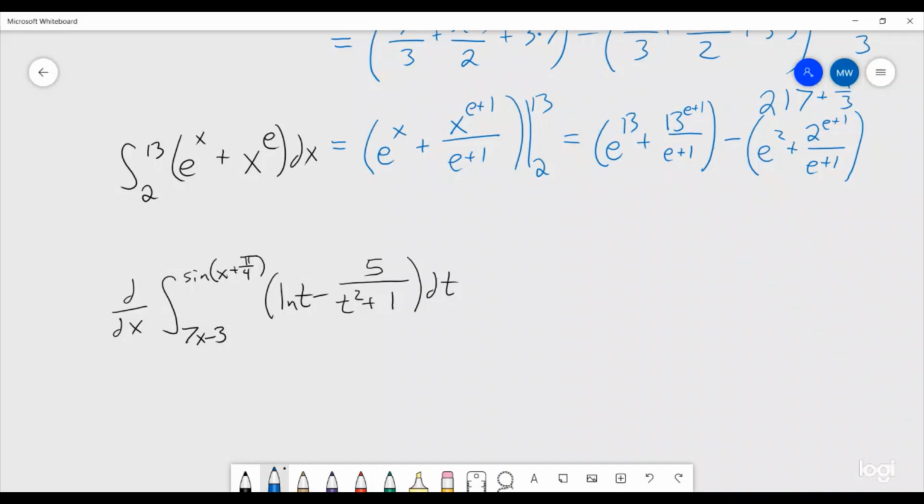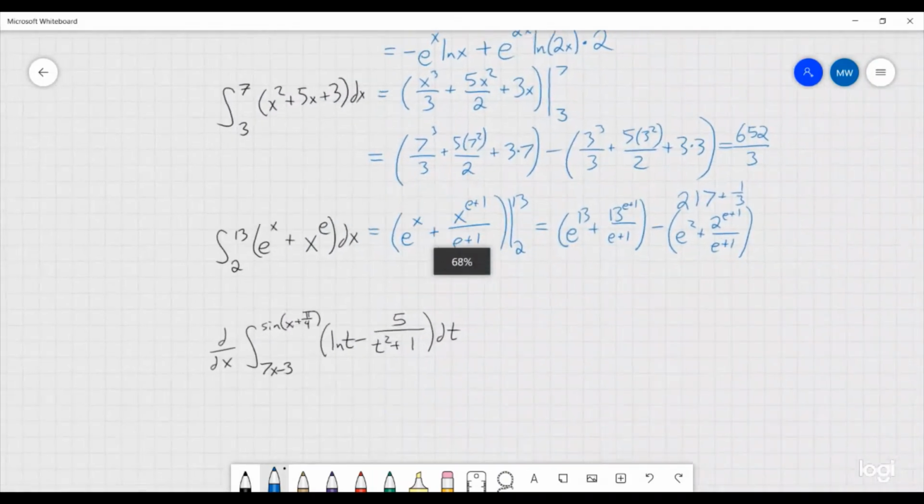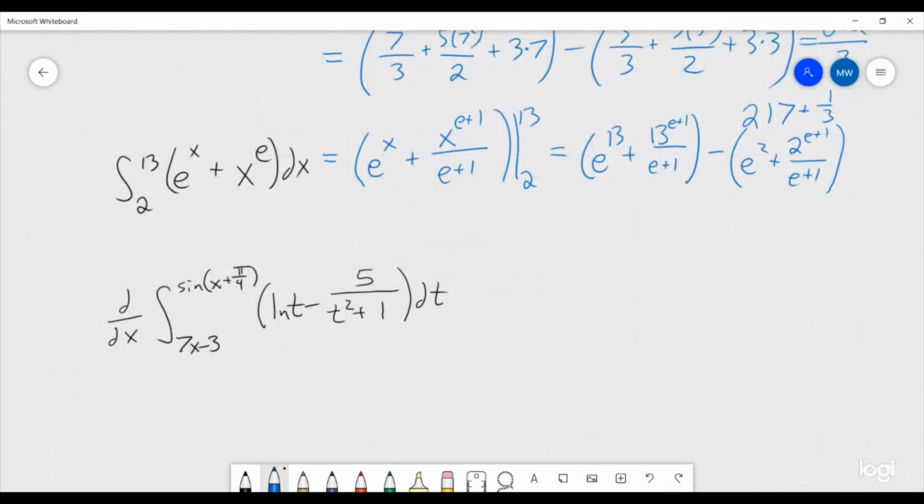Now how about this last one? This last one you can either do by a similar process to what we did with our second integral up here, or we can use a combination of the first and second pieces of the fundamental theorem of calculus. We can say that this is going to be the derivative with respect to x of some unknown antiderivative of that function at sine of x plus pi fourths, minus that same unknown antiderivative at 7x minus 3.